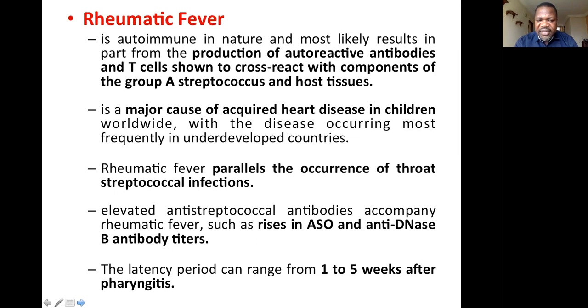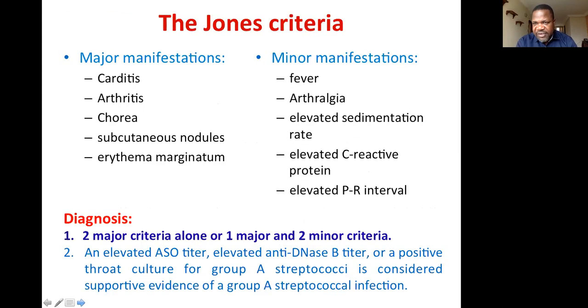And usually there are elevated anti-streptococcal antibodies that accompany rheumatic fever, such as the rise in anti-streptolysin O and anti-DNase B antibody titers. And the latency period is usually between 1 to 5 weeks following a throat infection.